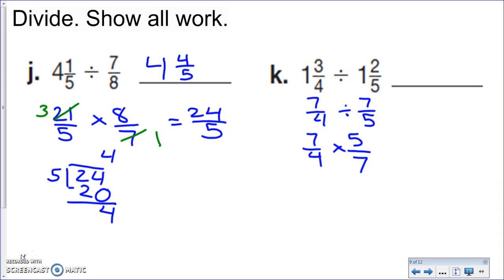Then we're going to cross simplify again because 7 and 7 can both be divided by 7. So then we multiply across and we get 5/4. 4 will go into 5 one time with 1 left over. So we get 1 1/4 as our answer.